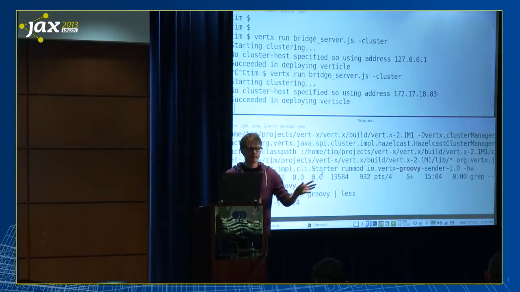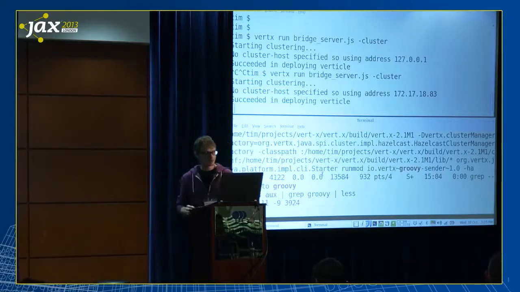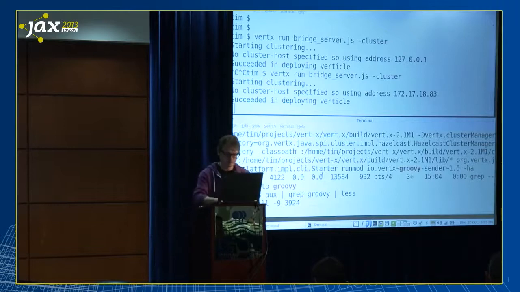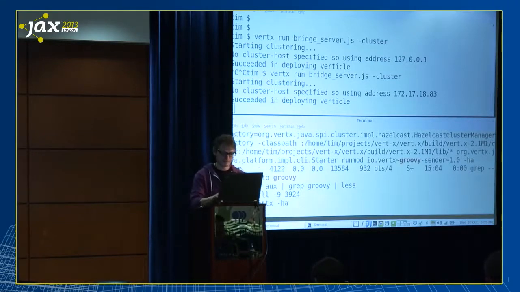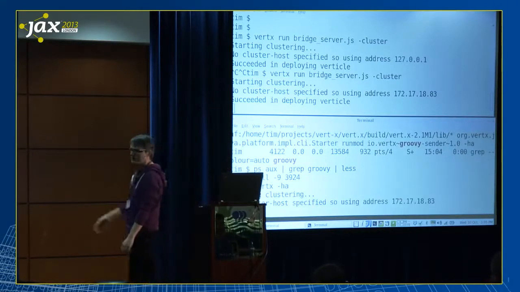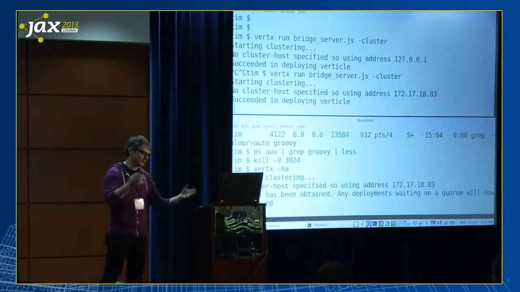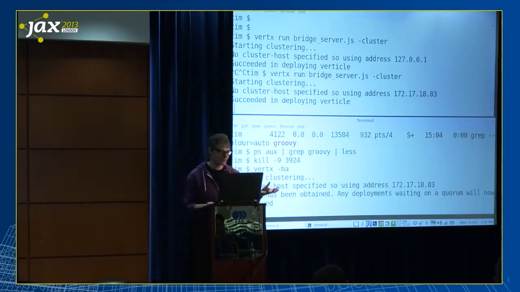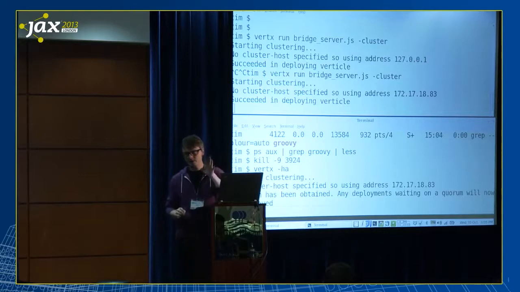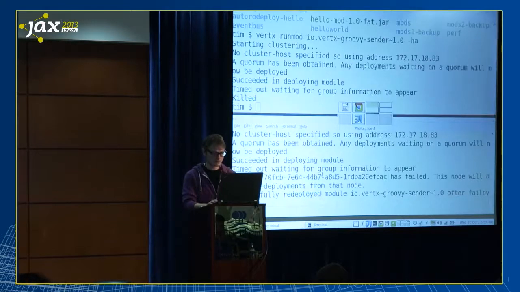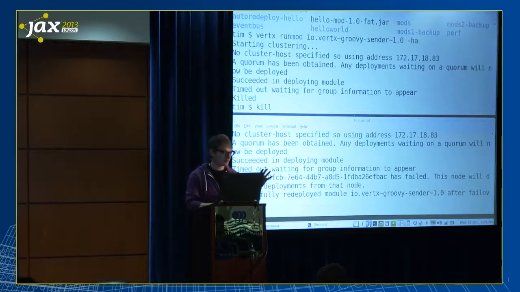Let's start up an empty Vert.x node that's not actually running anything. And you can do that with Vert.x, so vertx -ha. That's just an empty JVM, but it's not running any verticles at the moment. Now we've got one Vert.x process running both those verticles and one process running no verticles. So let's kill the one that's running those two verticles.